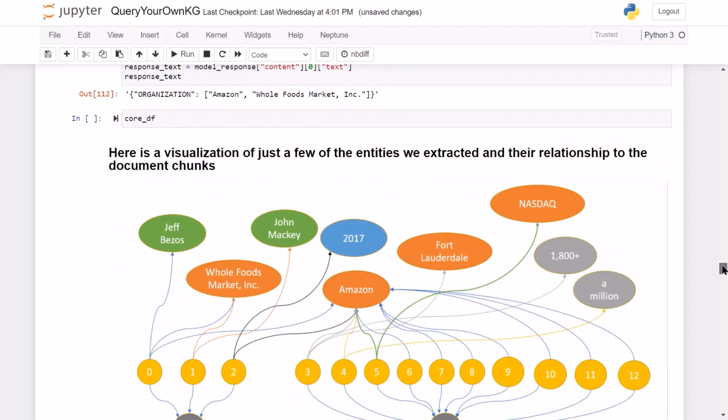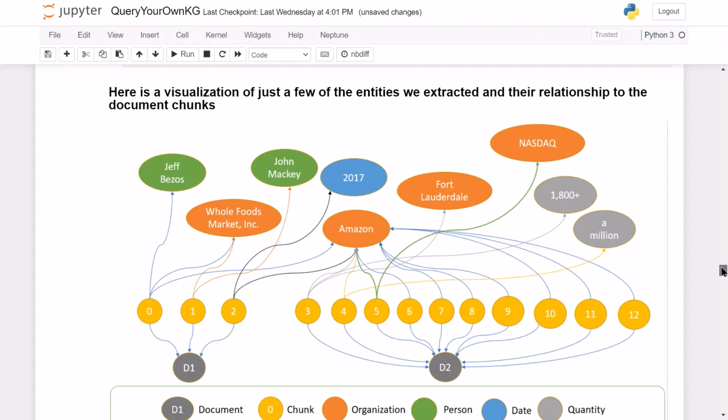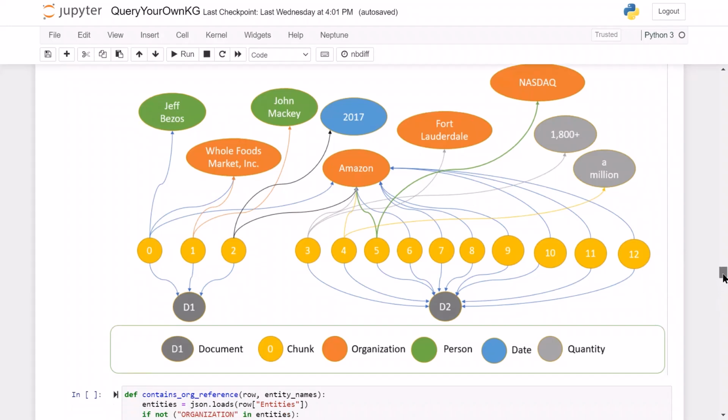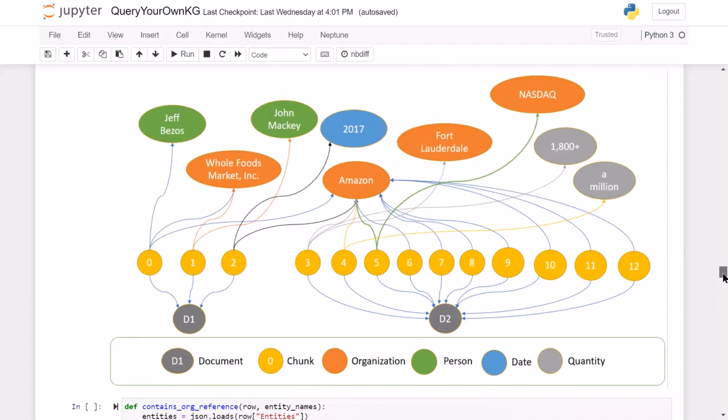And so to give you an example of just a subset of those entities that were extracted, we have document 1, document 2, here are the chunks that we're taking from each document, and here are the entities that are referenced. So you can see Jeff Bezos, Whole Foods Market is in chunk 0 in Amazon. Chunk 1 identified Whole Foods Market Incorporated and John Mackey. Chunk 2 has 2017 in Amazon. And you can see some examples from the second document as well. That's not a fully inclusive list. It's just some examples to give you an idea.